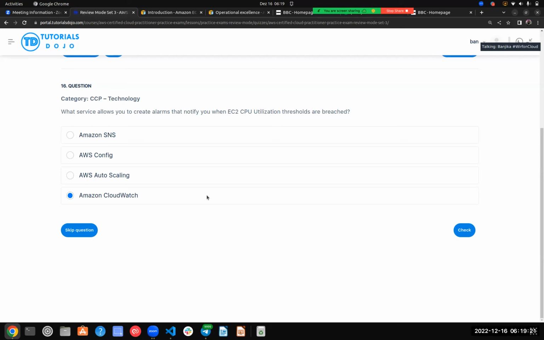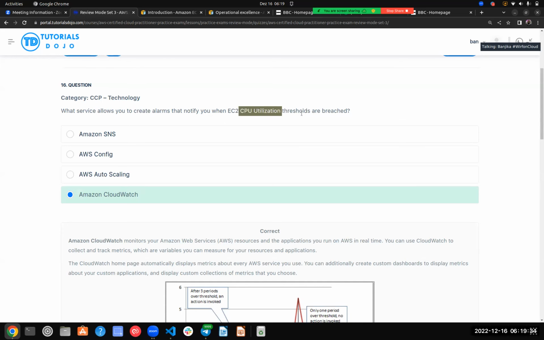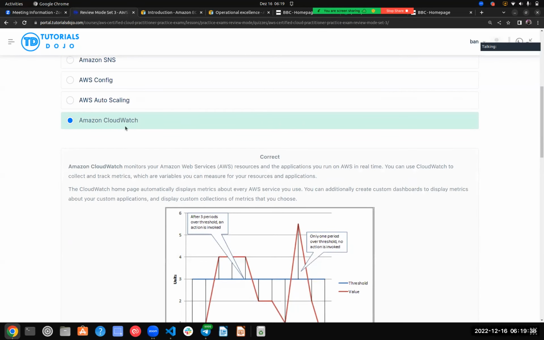Okay, let's see what that is. And yes, correct, that's CloudWatch. So with CloudWatch, you can create alarms that will notify you when EC2 CPU utilization thresholds are breached. So it's good to know what this service is all about.